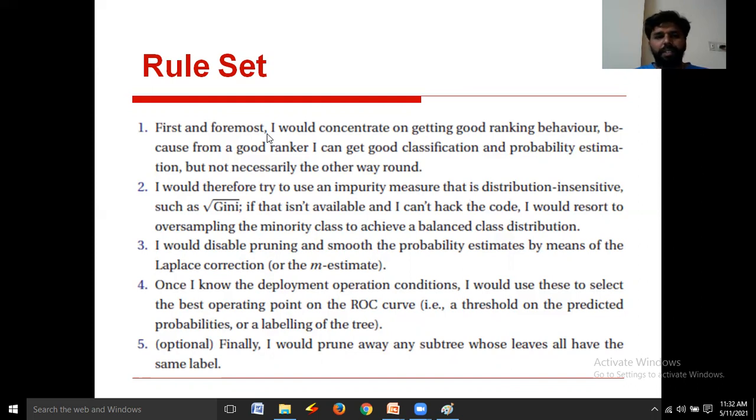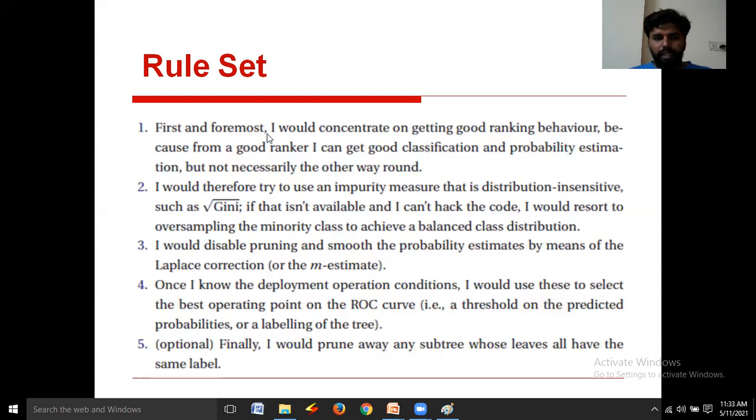And the third point is disable pruning and smooth the probability estimates by means of the Laplace correction, right? While working with ranking and probability estimation, don't prefer pruning. And the fourth point is operating conditions. I already explained operating conditions, right?